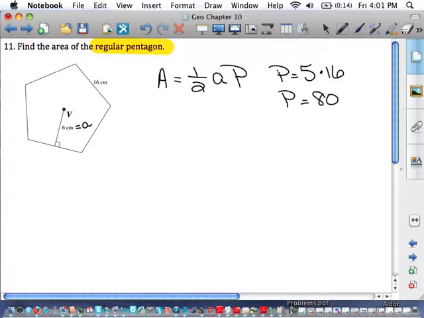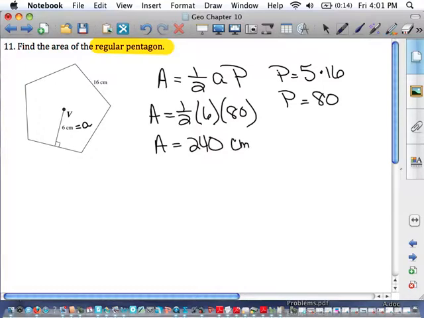Go back to the formula and make your substitutions. Area is equal to 1/2 the apothem 6 times the perimeter 80. So the area in this case is equal to 240 centimeters squared.